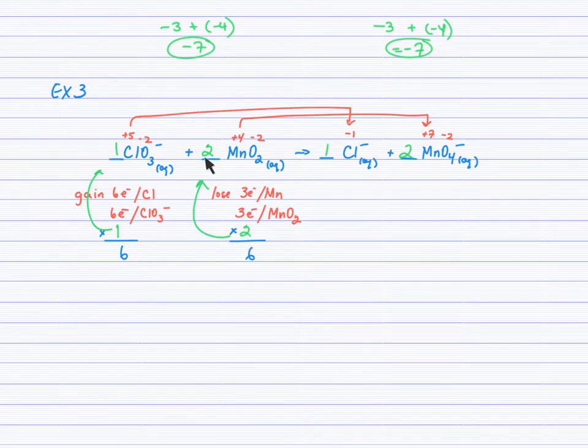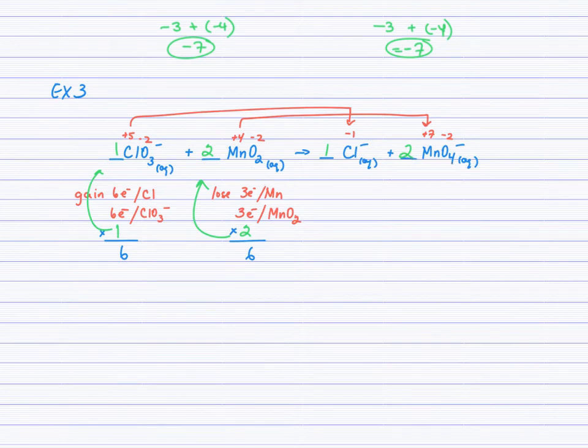Those become our coefficients. Making sure that there's 1 chlorine on each side, I need a 1 here, and 2 manganese, I need a 2 here. 2 times 1 is 2. Now we move on to step 6 and check the oxygens. So 1 times 3, there's 3 oxygen here. 2 times 2, there's 4. So 3 plus 4, there's 7 oxygen on the left side, and I come over here and see 8 oxygen on the right side.